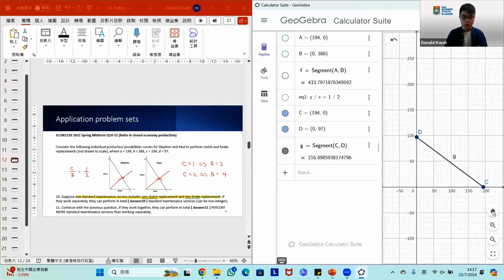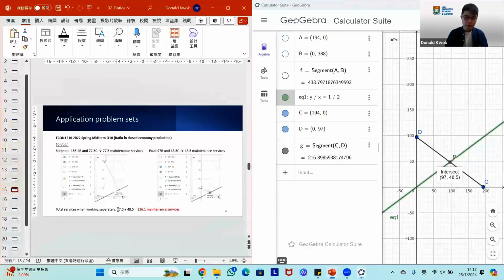Step 3 is to draw the desired production ratio, the line here. So the intersection point will give us the result. Right, so we know that Paul can perform 48.5 standard maintenance services. Sum them up, 77.6 plus 48.5, and it will be the total number of standard maintenance services that they can perform if they work separately: 126.1.